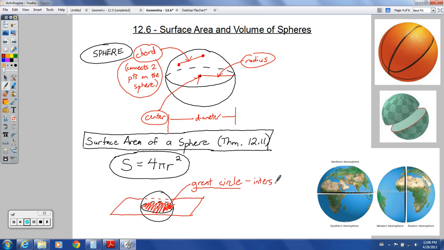It's the intersection of the sphere and the plane containing the center of the circle.